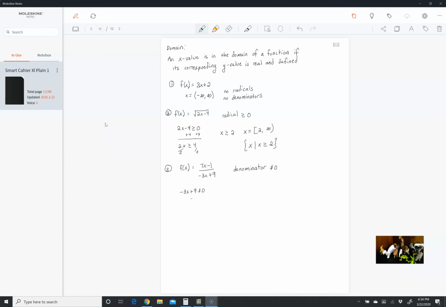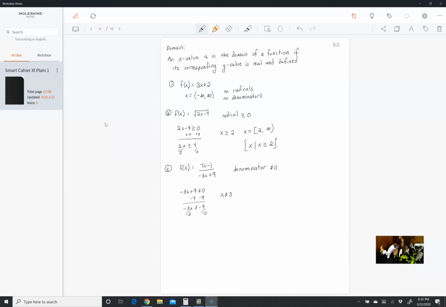And we solve that just like an equation. We subtract 9 from both sides. Negative 3x is not equal to negative 9. Divide both sides by negative 3. Now you don't have to do anything with this inequality. If this were an inequality that had a greater than or less than sign, then you would have had to switch the inequality, but not equals. There's nothing that you could do. So here this is saying x is not equal to 3.